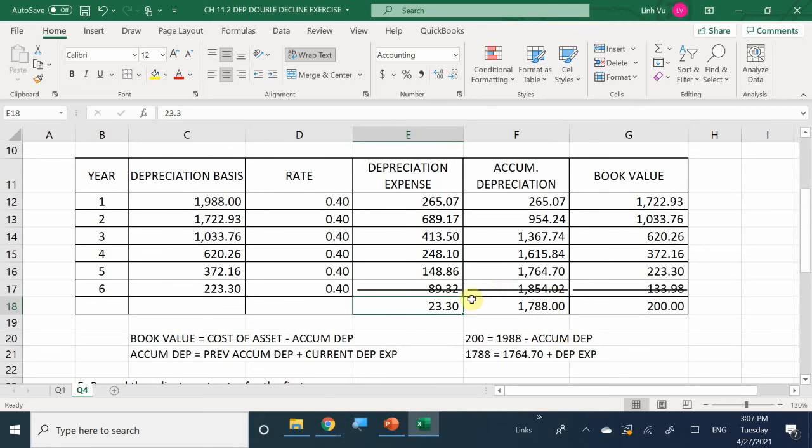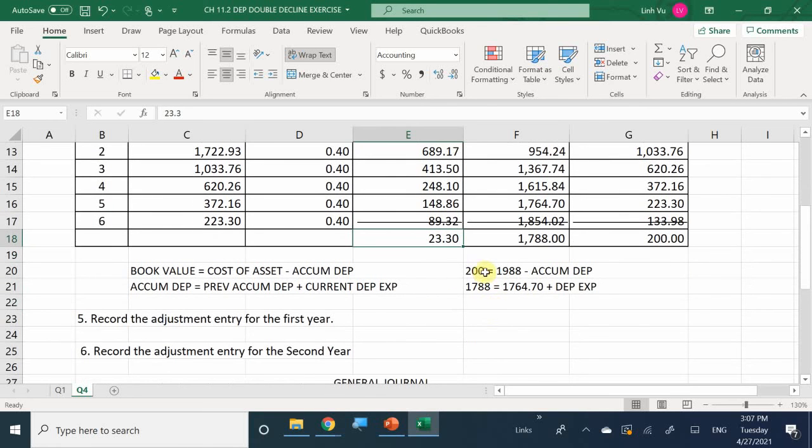1788. That's going to be right here. So if I know my book value has to end at 200, the formula for book value is equal to cost minus accumulated depreciation. So if I know I need to be at 200 and I know my asset cost is 1988, how do I get from 1988 to equal 200? I see it now. So I put it right here.